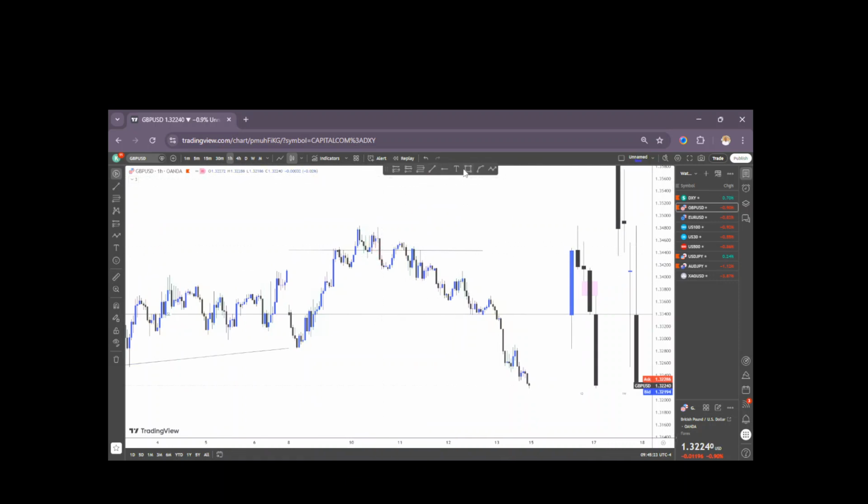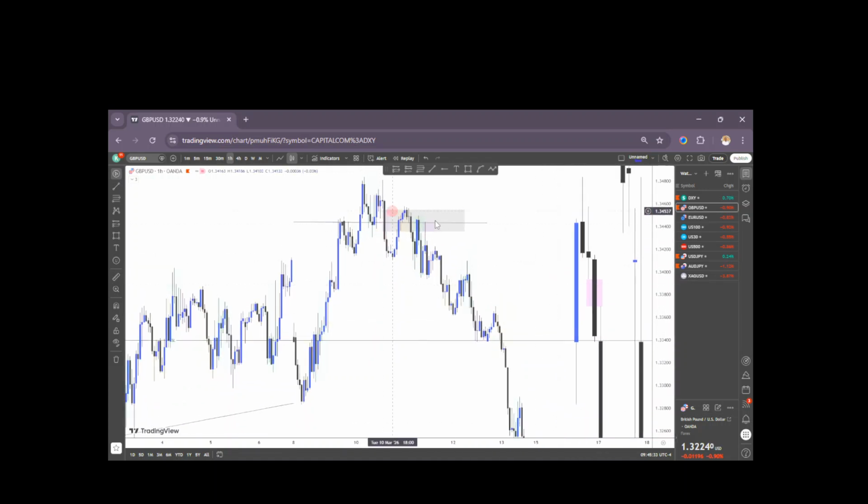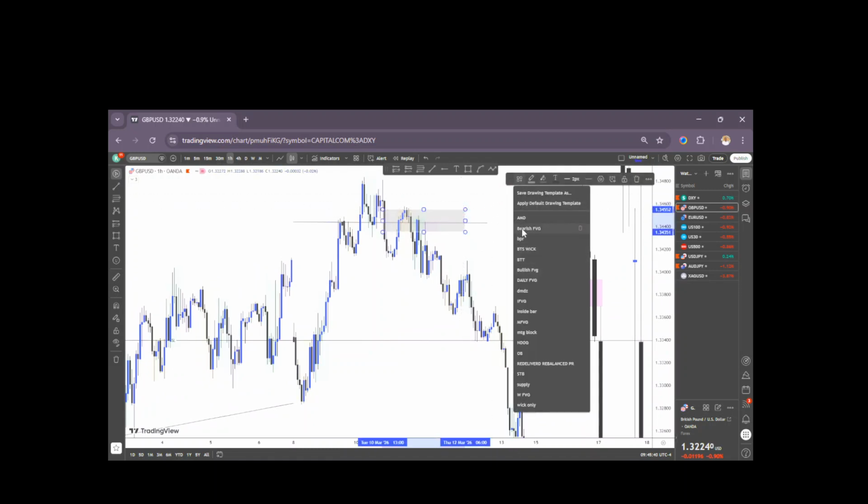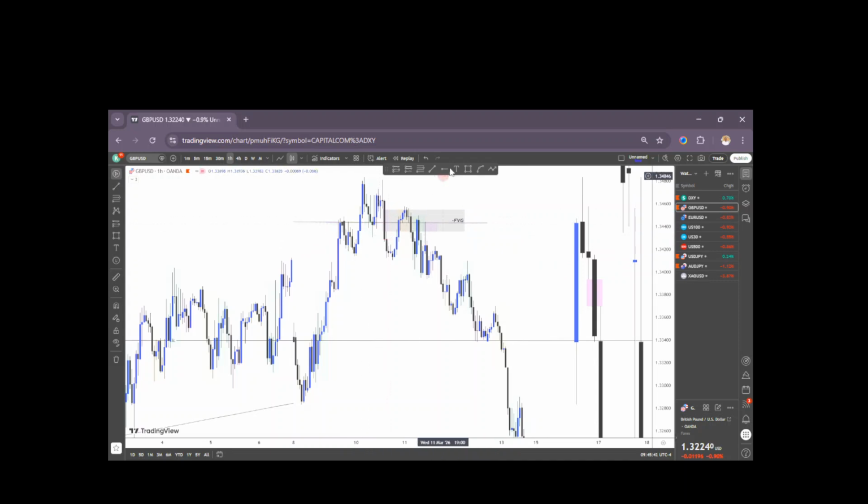On Tuesday we had this fair value gap here, which was bearish. This is a bearish fair value gap. And we had a change in state of delivery at this point.